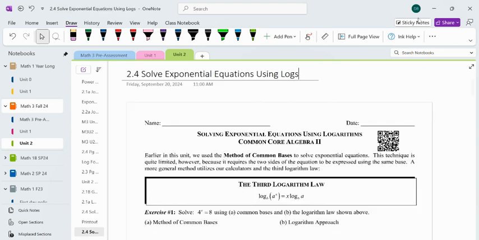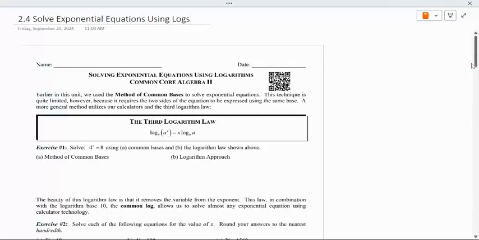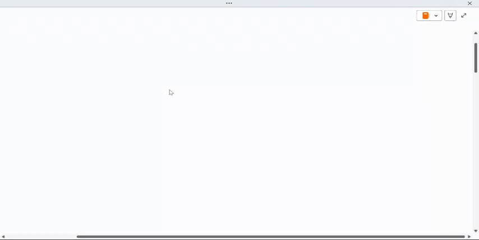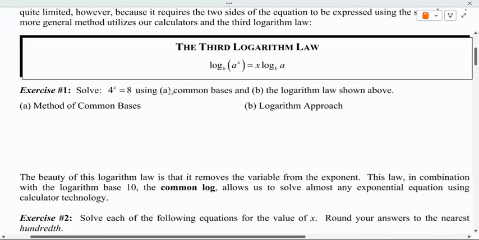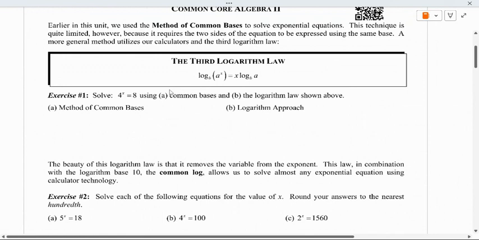Okay, here we go. So we're solving equations using logs. Earlier in this unit, oh, the screen is frozen, sorry.